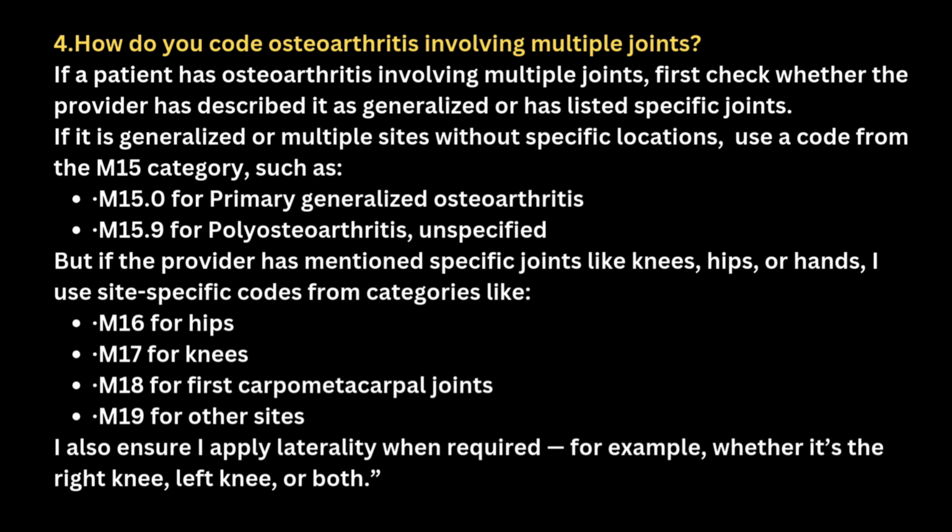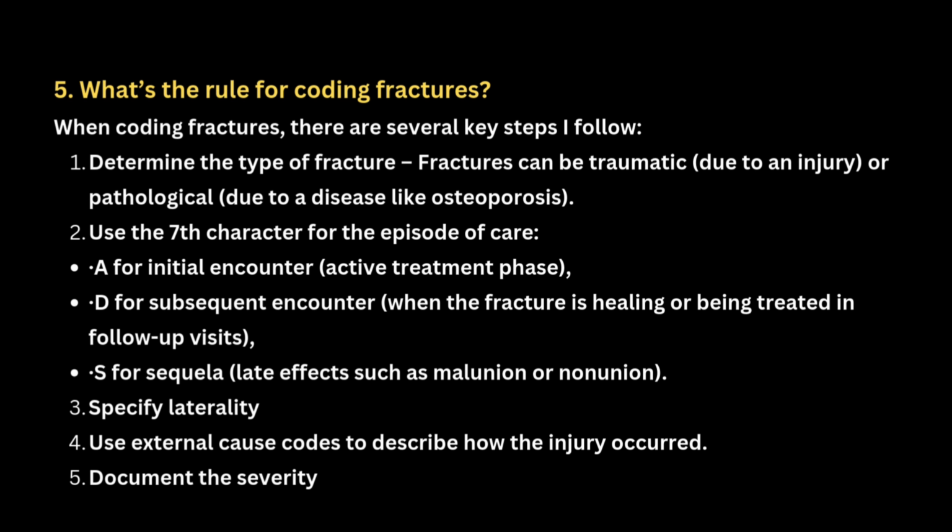And the next question is, how do you code osteoarthritis involving multiple joints? If a patient has osteoarthritis involving multiple joints, first check whether the provider has described it as generalized or has listed specific joints. If it is generalized, use code from M15, and if it is because of specific joints like knees, hip, etc., use M16.